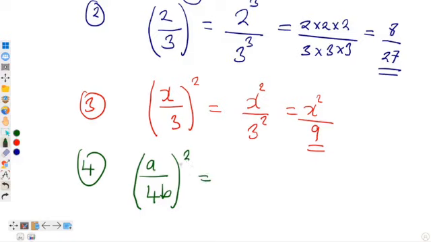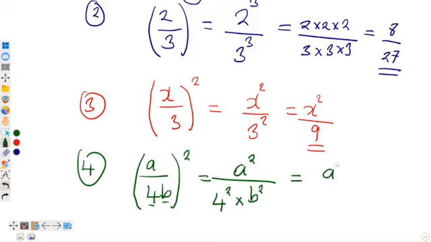So this means that 2 is affecting a, it's also affecting 4b down here. So this will be written as a power 2 over, remember here I've got 4 and a b, so the 4 will also be squared times the b will also be squared.